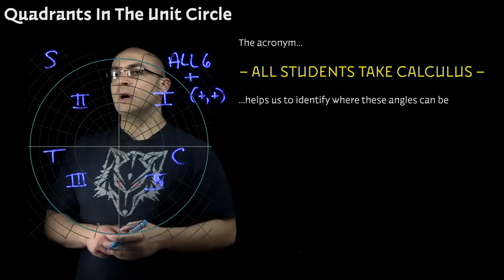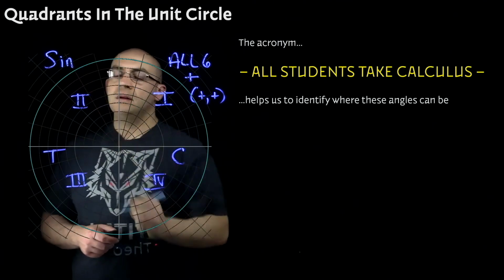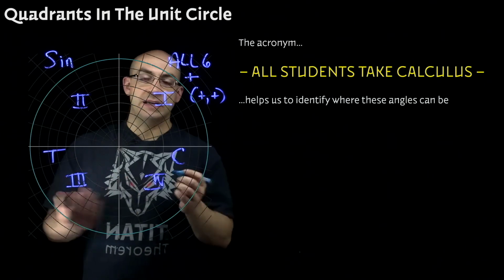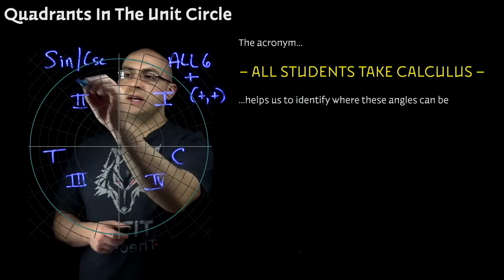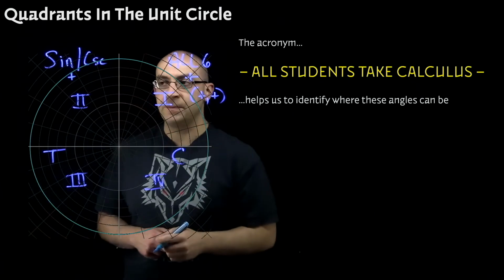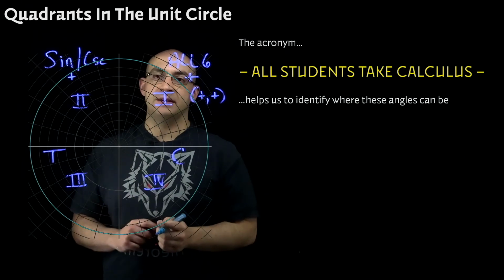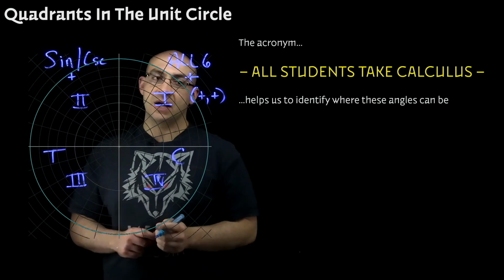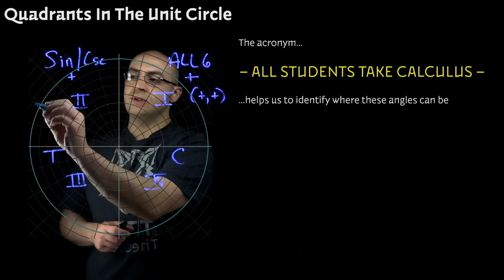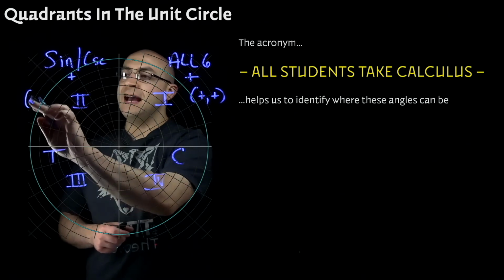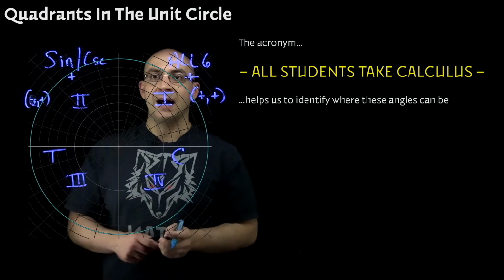Now, when we go to quadrant 2, that's when things change a little bit. S stands for sine. Now, because sine and cosecant are inverses of each other, cosecant also is positive here. So sine and cosecant are both positive in quadrant 2. That means that every other function, all 4 of the other ones, are not positive in this quadrant. Only sine and cosecant. And the reason for that is because sine is a y value. And remember, in quadrant 2, our ordered pairs are negative and positive. Positive part being the y value.